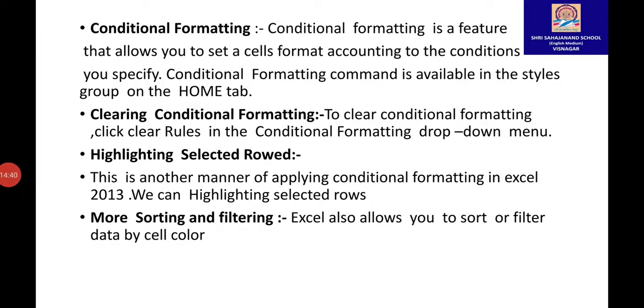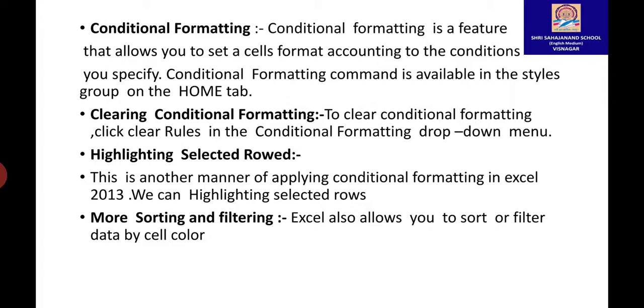Now conditional formatting. Conditional formatting is the feature that allows you to set a cell format according to conditions. The conditional formatting command is available in the styles group on the home tab. We can also clear conditional formatting. To clear it, click on clear rules in the conditional formatting drop down menu. In this way we can clear conditional formatting in the data.